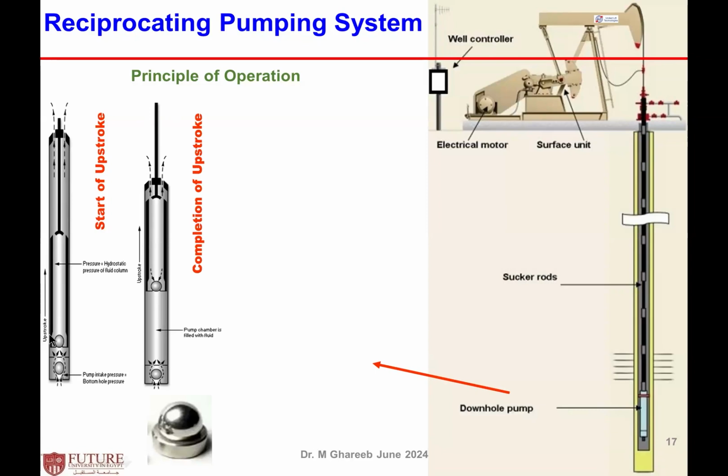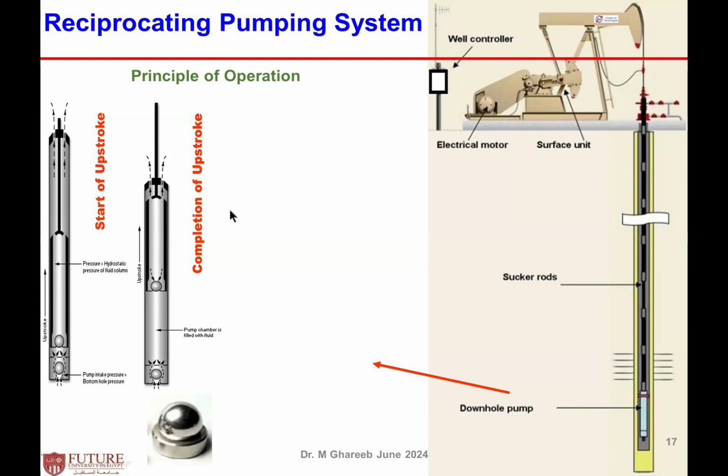Since the traveling valve is closed, all the fluid here will be displaced going up because there is no other place for it to go. It is a positive displacement pump. It just displaces whatever is in front of it, so it displaces all that fluid into the tubing. At the end, we say that completes the upstroke.